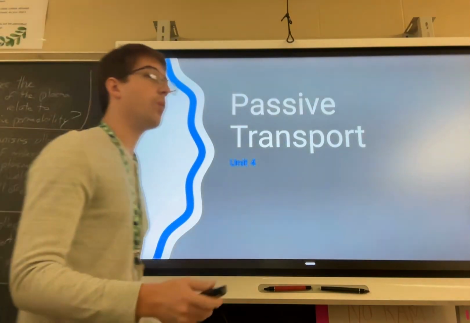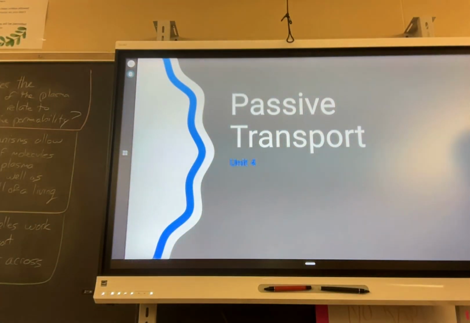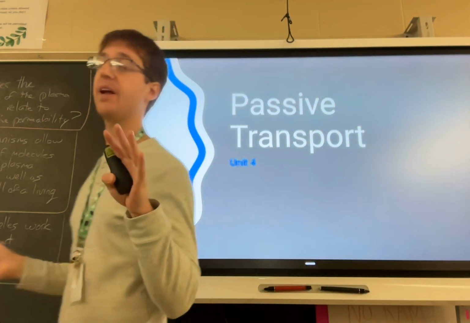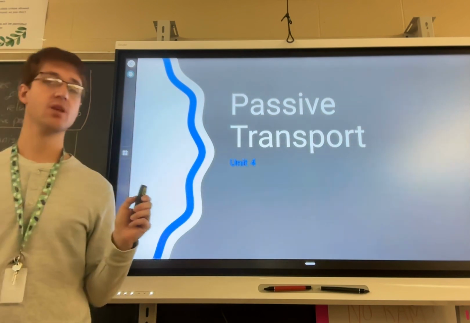Okay, so we are starting on to passive transport. We are diving a little bit deeper into the world of cellular transport. We're going to break it down over the next couple days into passive and active transport, kind of like the flow chart that you were working on.